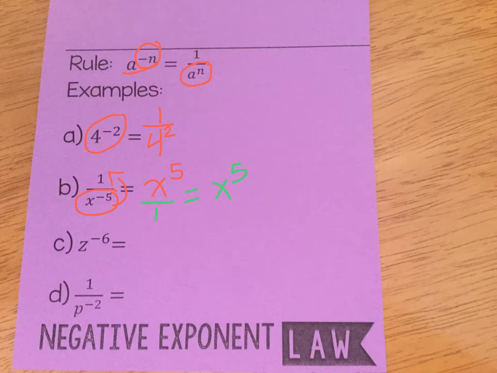Alright, so this z to the negative 6, if it's in the numerator, if it's on top, we flip it down. So this would become 1 over z to the 6th power. And that last one, since it's at the denominator, we're going to move it to the top. It will become p squared. Alright, let's go on to the next one.